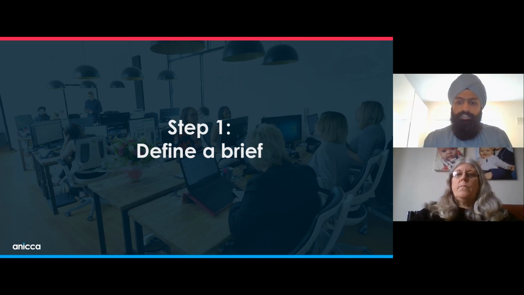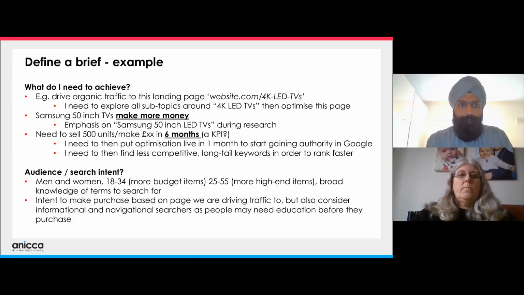So I'm just going to go into the first step of the keyword research then. All those previous slides, I'm basically trying to distill that into some kind of brief for myself. So what I'm trying to think is, what do I need to achieve with this? That could be a KPI, like I need to sell X amount of units and make X amount of money within 6 months or 12 months. Or it could be something simple like I need to drive more traffic to a certain landing page.